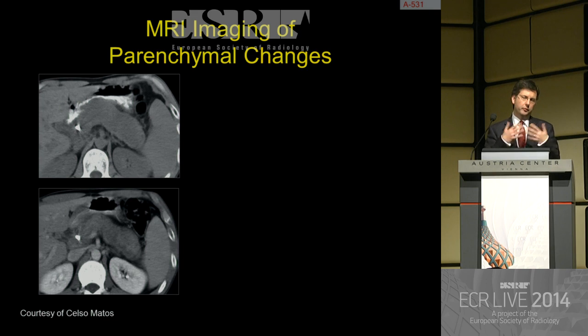Now, what about MRI? I've talked about CT. What about the MRI imaging of parenchymal changes? Well, we've got a CT here demonstrating classical appearances. The patient's got a biliary stent in situ. We've got enlargement of the pancreas on the unenhanced imaging, which has reduced attenuation. And then following intravenous contrast, we've got the so-called halo around the outside of the pancreatic tail and altered enhancement.